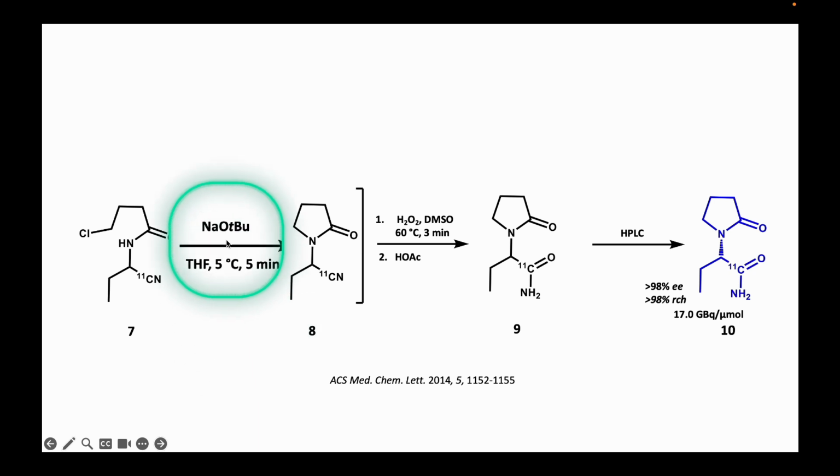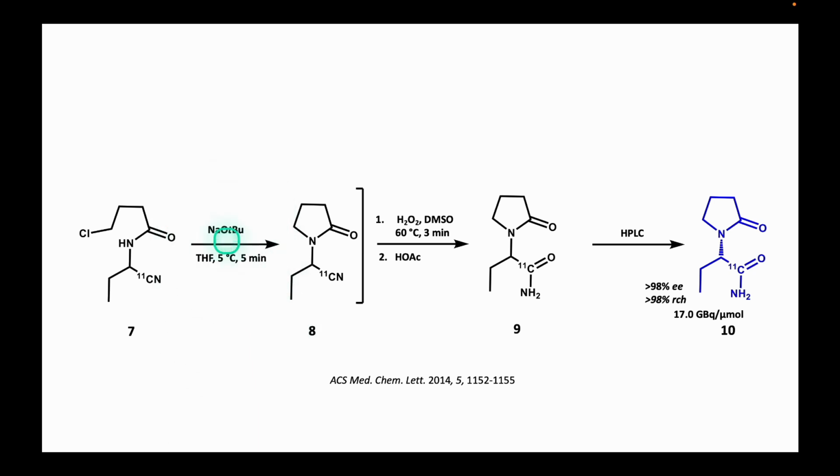The addition of sodium tert-butoxide causes an intramolecular nucleophilic substitution reaction, forming pyrrolidone 8. The oxidation of the cyano group of 8, using hydrogen peroxide, converts the cyano group into a carboxamide group, thereby yielding the racemic mixture of levetiracetam.